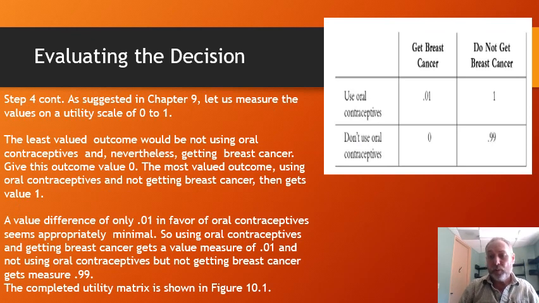Okay, we've got our four outcomes, and the ranking is pretty clear. The best outcome would be you get to use oral contraceptives, you get all the benefits of that, and you don't get breast cancer. The worst outcome would be you don't use oral contraceptives, you get none of those benefits, and you get breast cancer anyway. So using oral contraceptives and not getting breast cancer, we assign a value of 1. So this is the Ramsey method.